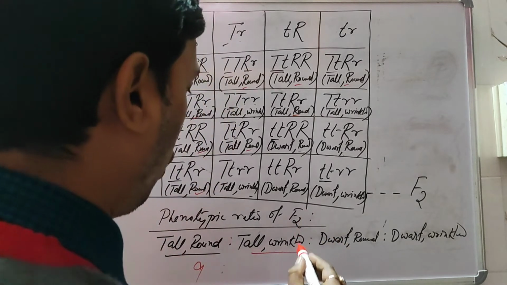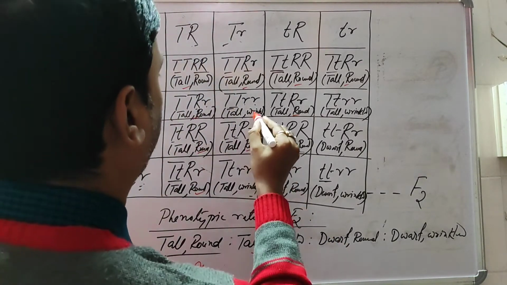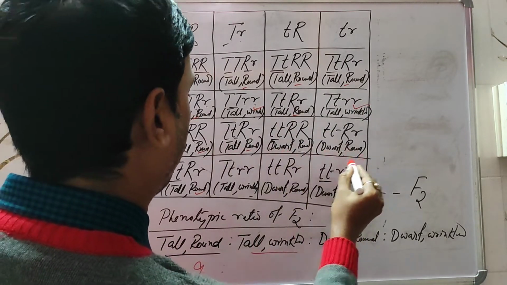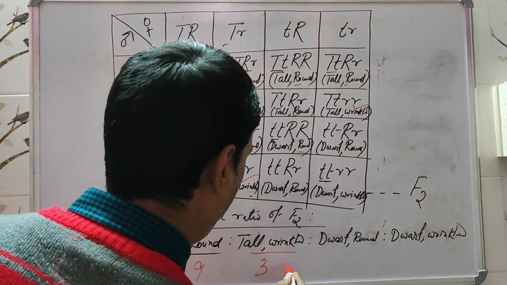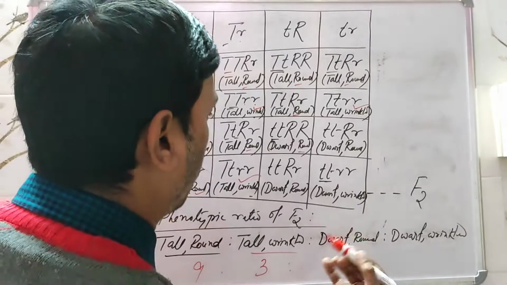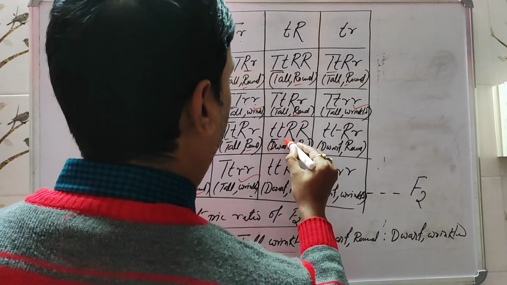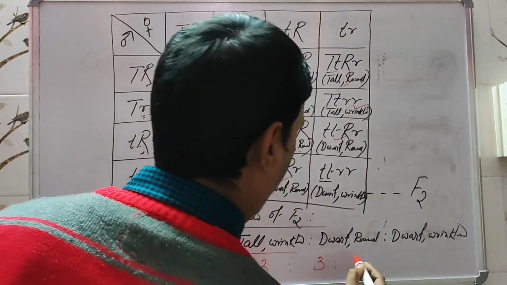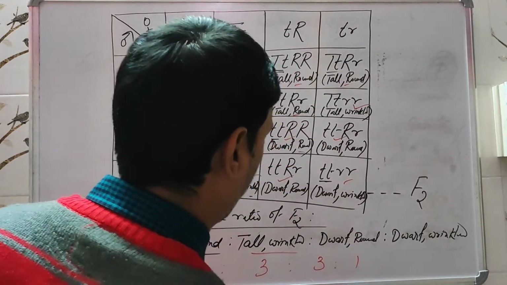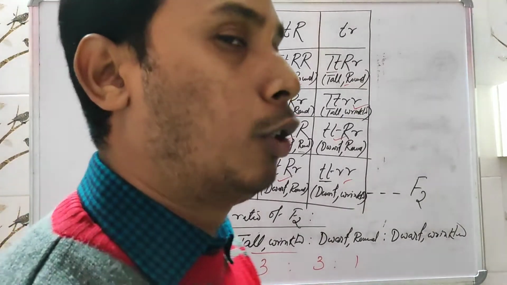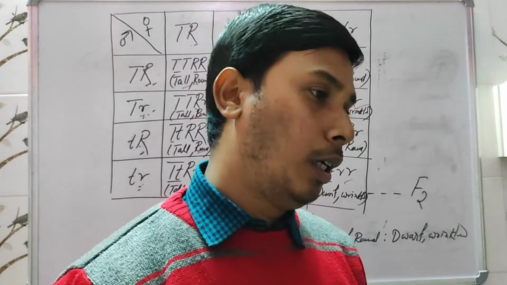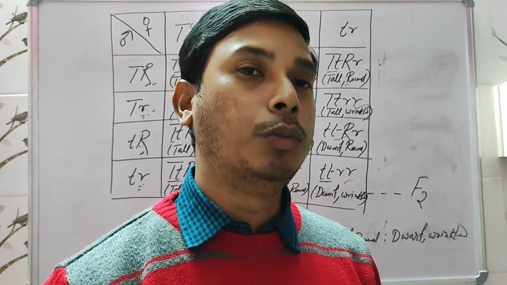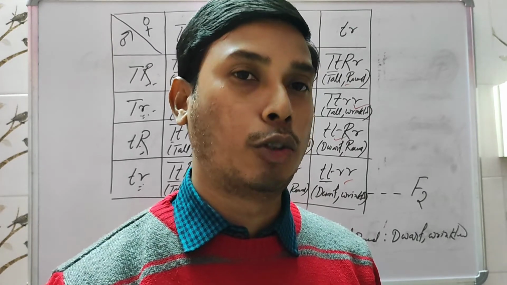Then tall, wrinkled. How many tall, wrinkled did I actually get there? Tall, wrinkled. 1, 2, 3. So 3. Dwarf, round. How many dwarf, round will I get? 1, 2, 3. 3. And how many dwarf, wrinkled? Only 1. So 9:3:3:1. This is the phenotypic ratio of the F2 generation, which we mainly got in the Mendelian dihybrid cross.